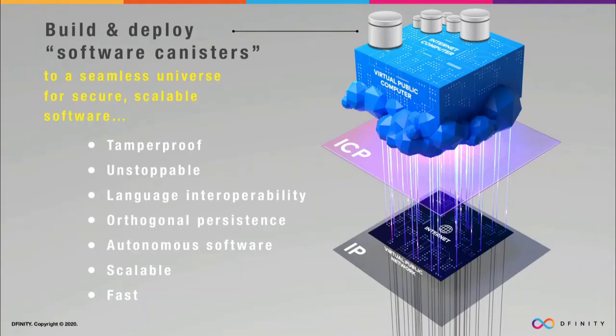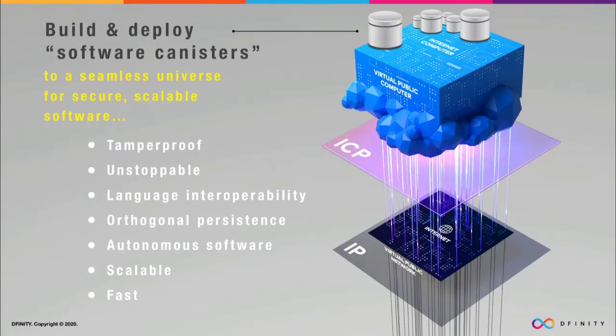This universe is tamper-proof. It's unstoppable. It provides for language interoperability. So that means if I upload some software to the internet computer, and you upload some software to the internet computer, written in 2 different languages, if you've shared some functions with me, given me permission to call your functions, my software can call directly into them.